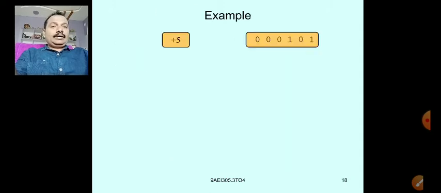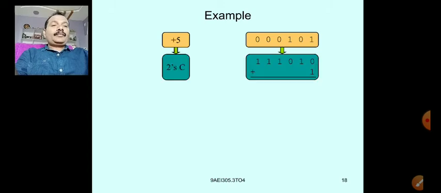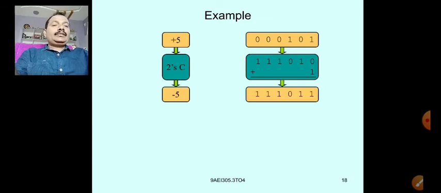Okay. Let us take the example. Plus 5 is represented as 000101. 2's complement that number, then you will get 111010. Add 1. You will get minus 5. That is, minus 5 is represented as 111011.